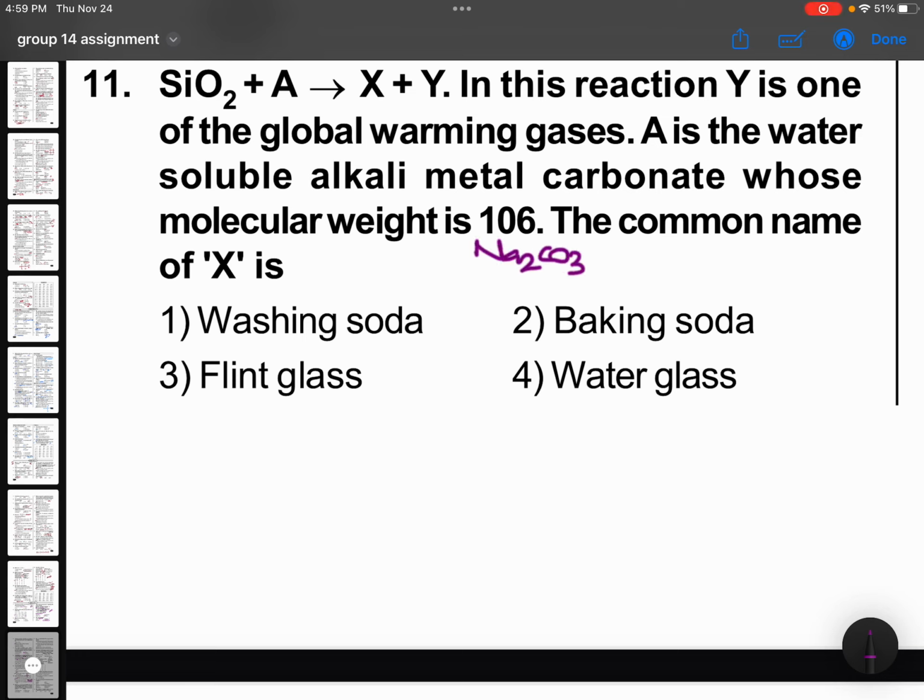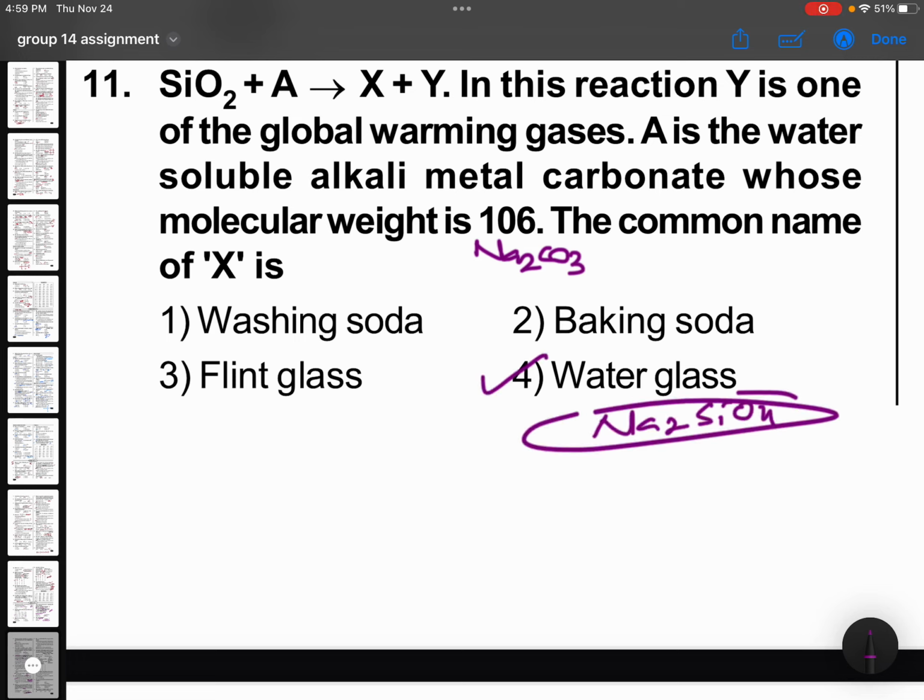The common name of X is, okay, so generally silica when it reacts with Na2CO3 forms water glass. Okay, now water glass, sodium silicate, Na2SiO3, sorry.